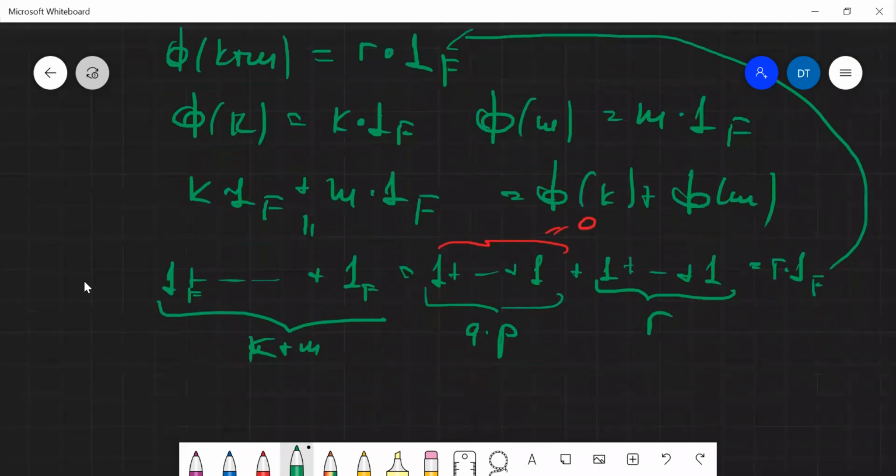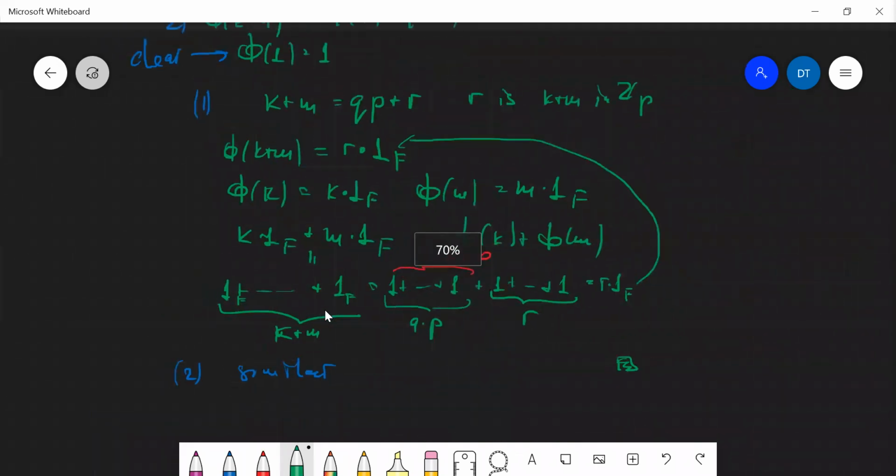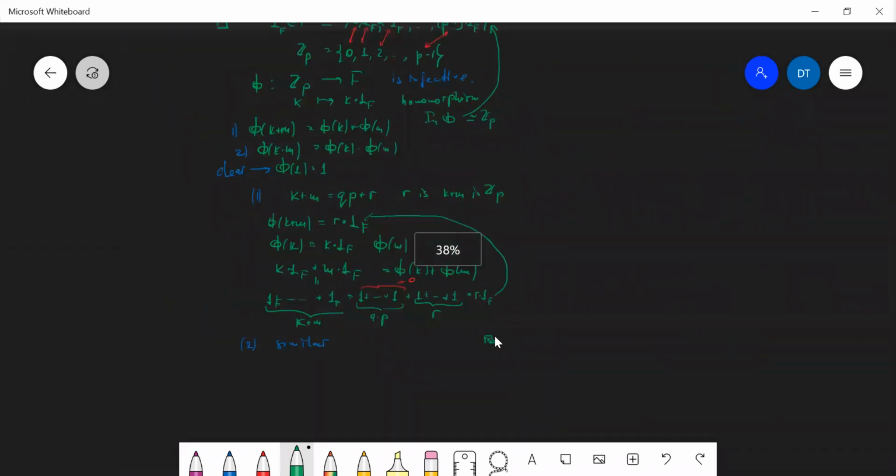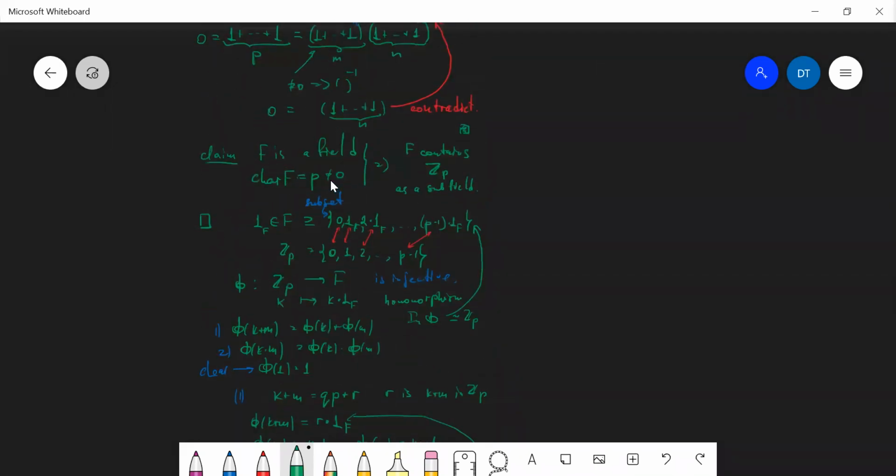In a similar way, you can check that it preserves multiplication. I want to skip the proof of the second part. So this claim shows that each field of a prime characteristic contains ZP as a subfield.